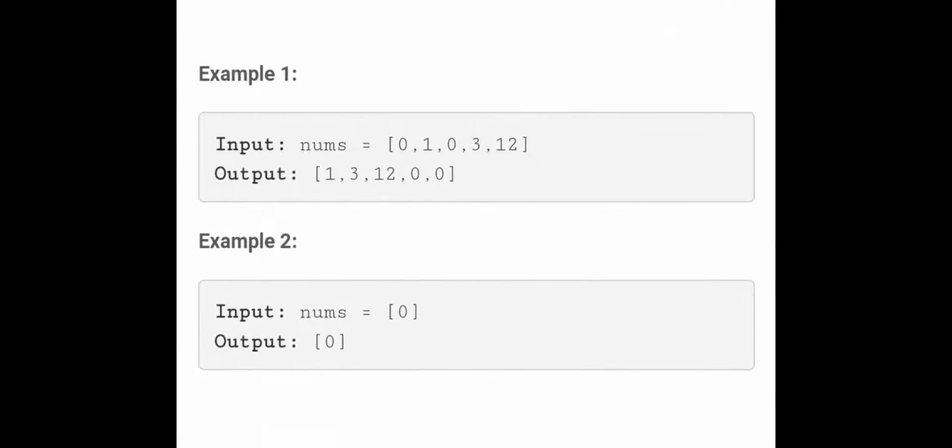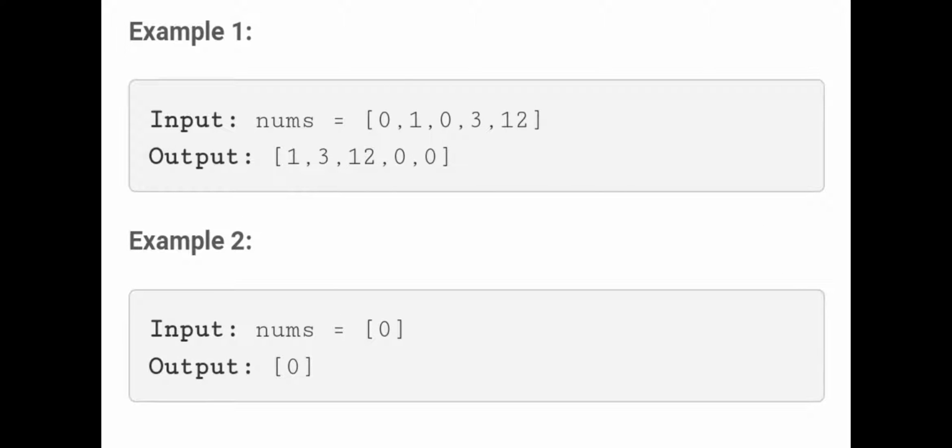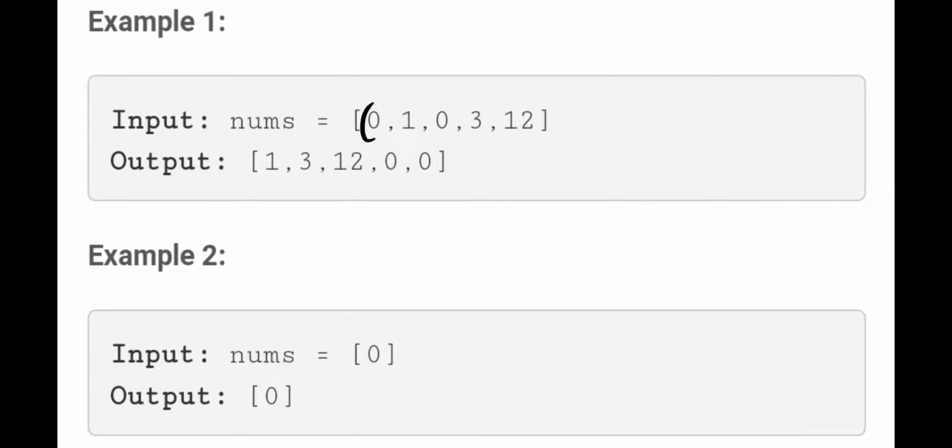Suppose that the given array is this one. We have 5 elements here, 0, 1, 0, 3 and 12. How many zeros are there? 2 zeros, right? So these 2 zeros should be moved to the rightmost end. So the numbers will be 1, 3, 12, the first three non-zero numbers. After that we have zeros here.